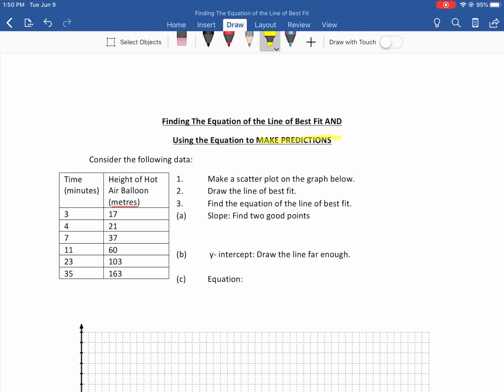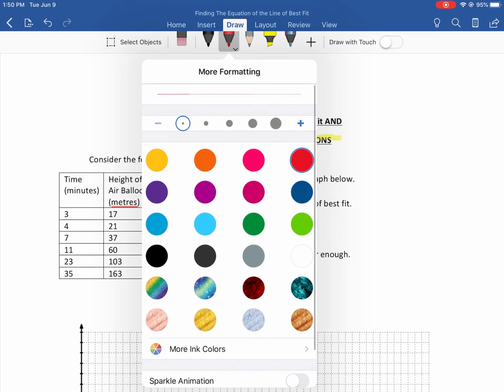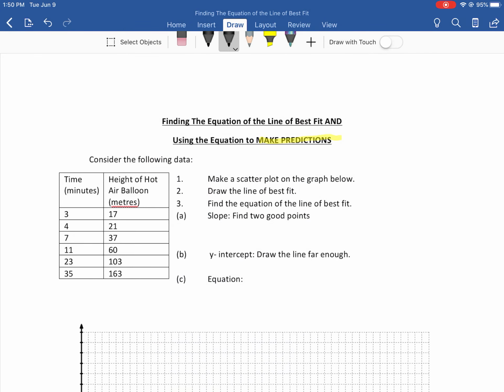So consider the following data. Some data was collected at different times. Measurements were taken here, and this is where that independent dependent thing comes in, because somebody made this decision. They decided that we were going to measure the height of the hot air balloon at different times. So that was the independent variable. They got to choose that.